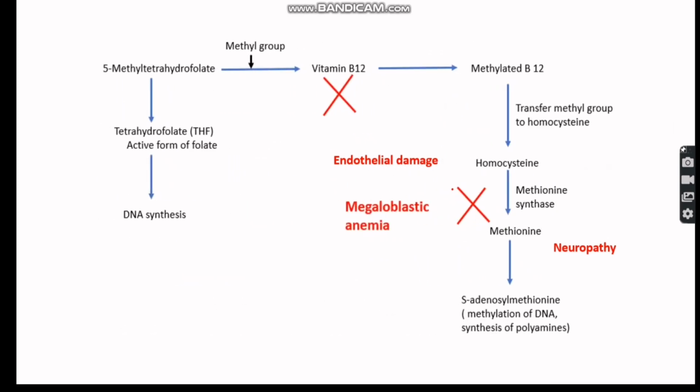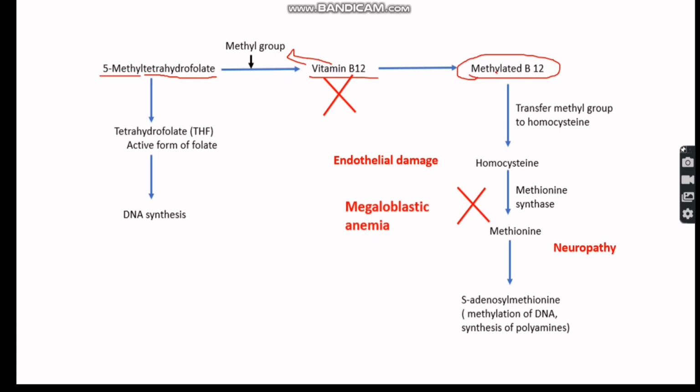This is the overall reaction which shows how homocysteine is converted into methionine. Okay. So first of all we have 5-methyl tetrahydrofolate. This means that tetrahydrofolate is methylated at the fifth position. The 5-methyl tetrahydrofolate will give off its methyl group to vitamin B12. So vitamin B12 will take the methyl group from 5-methyl tetrahydrofolate and will be converted into methylated B12.